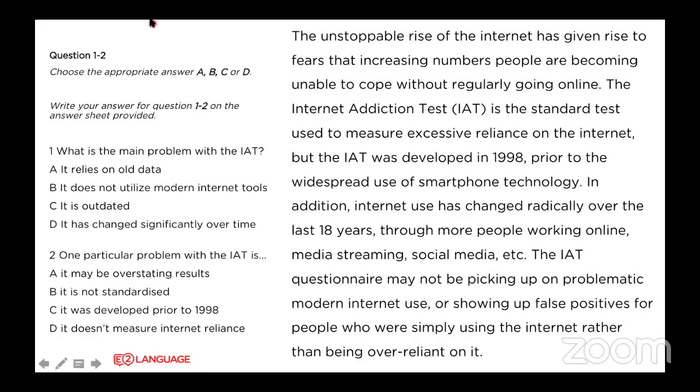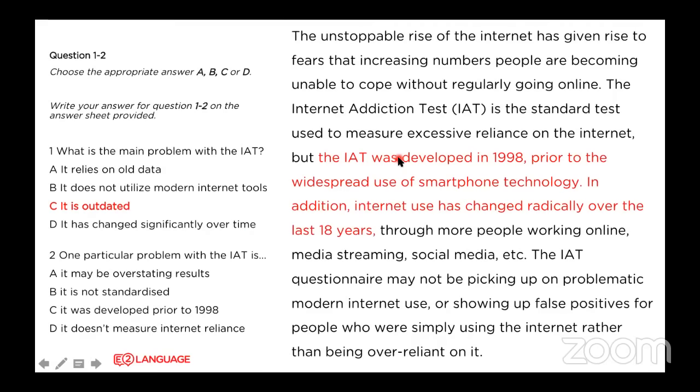Cool. All right, let's take a look at the answers here. In fact, let's first read the question. Number one says, what is the main problem with the IAT, or the Internet Addiction Test? So as we saw before, we're looking for the main idea in the paragraph. Is it A, it relies on old data? Or B, it does not utilize modern internet tools? Or C, it's just outdated? Or D, it has changed significantly over time? The answer is C, it's outdated.